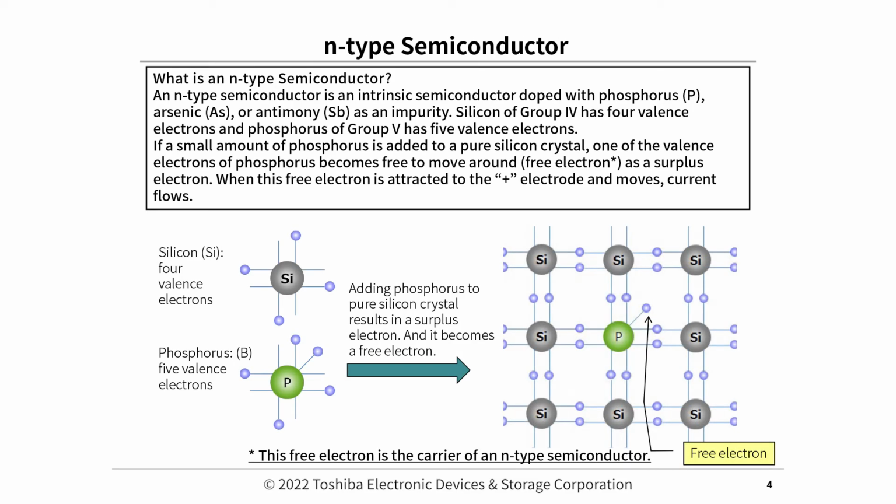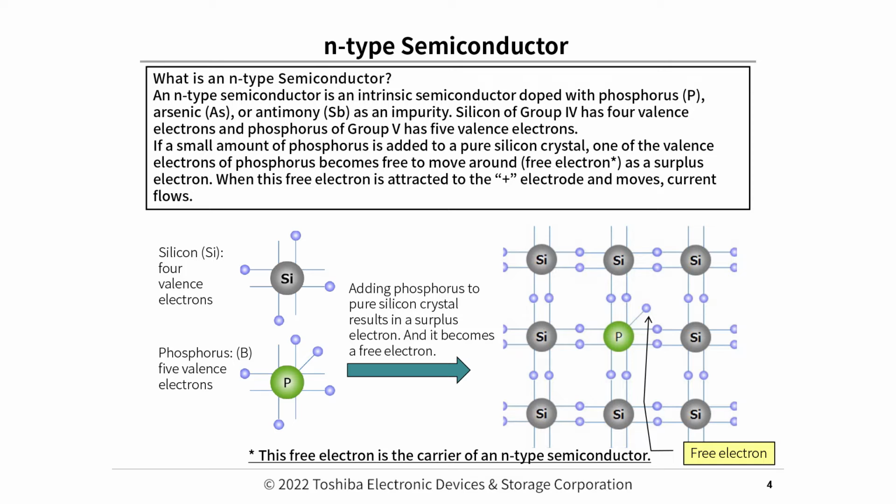N-type Semiconductor. What is an N-type Semiconductor? An N-type Semiconductor is an intrinsic semiconductor doped with phosphorus, arsenic, or antimony as an impurity. Silicon of group 4 has 4 valence electrons and phosphorus of group 5 has 5 valence electrons.